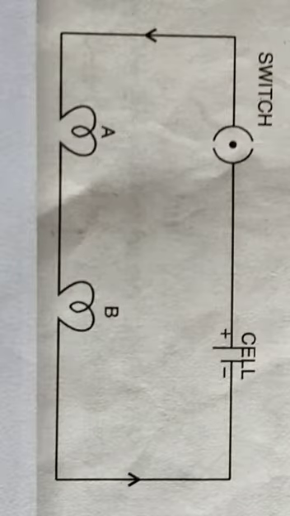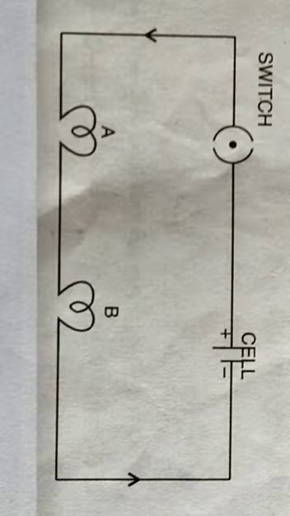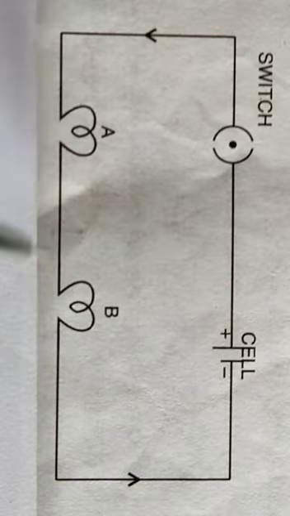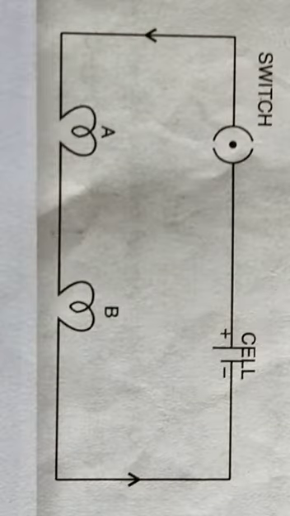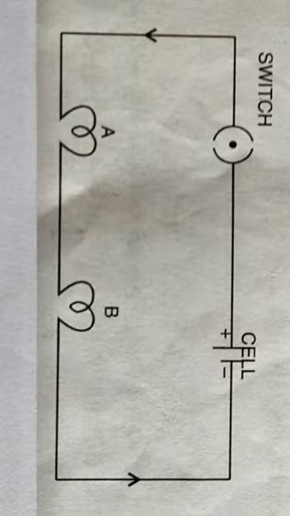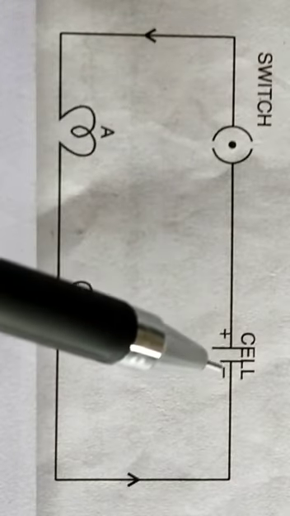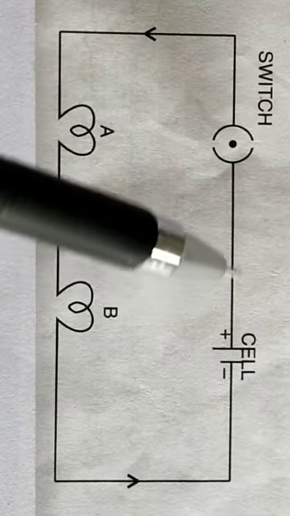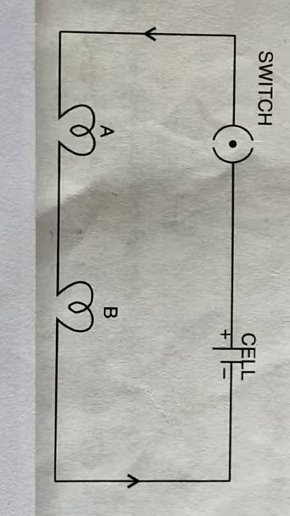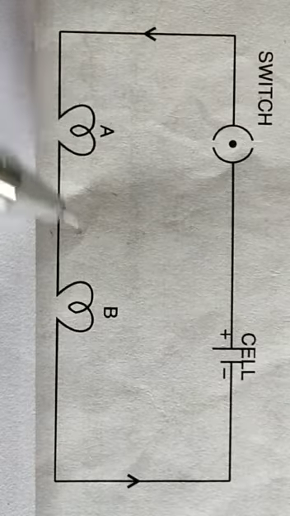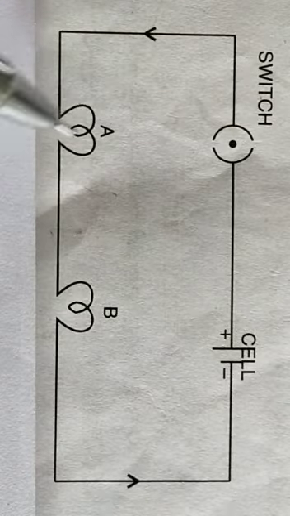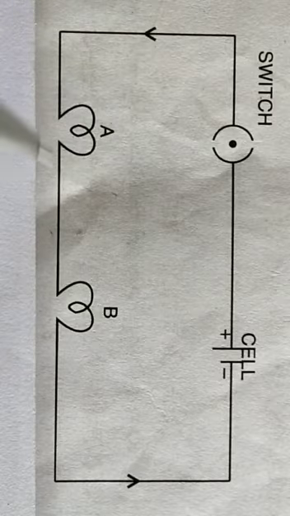Here in this circuit diagram, this is a simple circuit which consists of two electric bulbs. You can see A and B, a switch and a dry cell. This is the switch and this is the dry cell, and these are the connecting wires. This is a series combination, a series circuit. In this, the bulbs are connected in series.